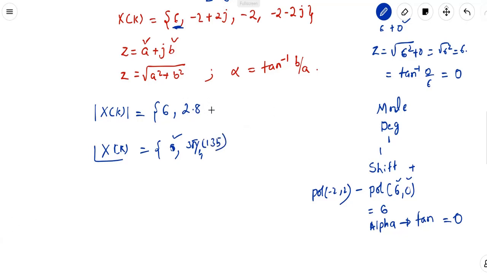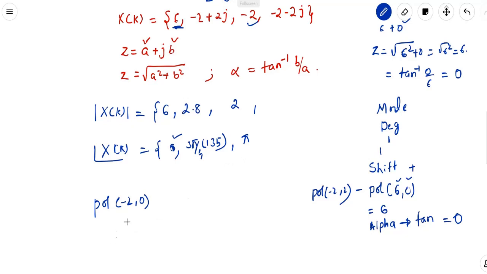Okay, so the next value is what? -2 you have. So for -2, how do you substitute? You substitute pole, then -2, and then 0, and then equal. If you substitute, you are going to get the magnitude as 2, and the angle you are going to get as 180. So 180, how am I going to write it? I am going to write it as pi.